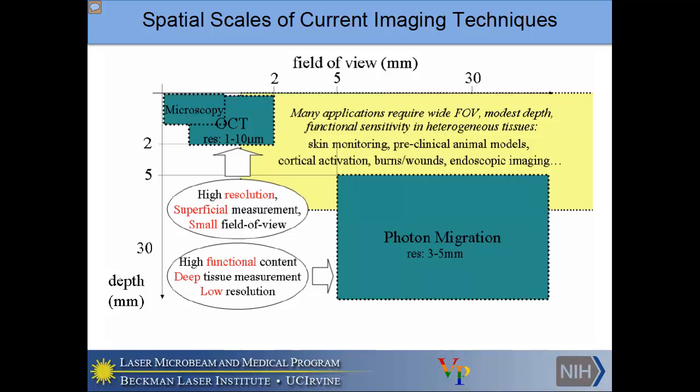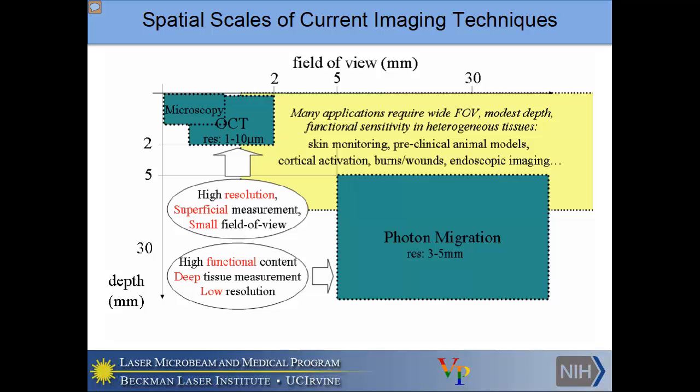This is an old map of the spatial scales of current optical imaging techniques. On this axis, we're plotting the field of view in millimeters. So going from very small, less than a scattering mean free path, you have microscopy in this range, and you have OCT, and you have those that penetrate tissue only shallowly. So the question is, in this we have depth of penetration of the light. Over here we have the field of view.